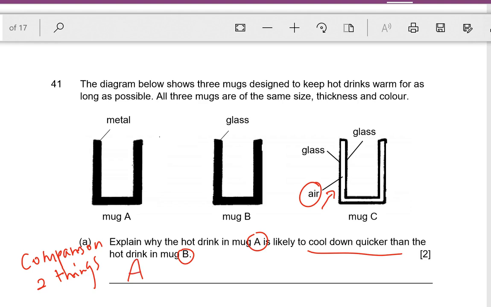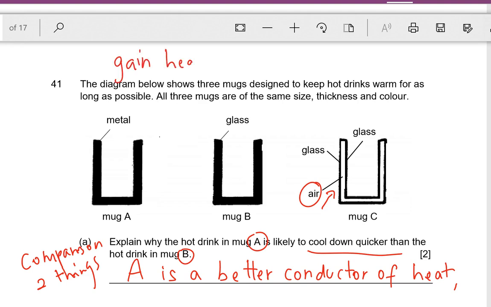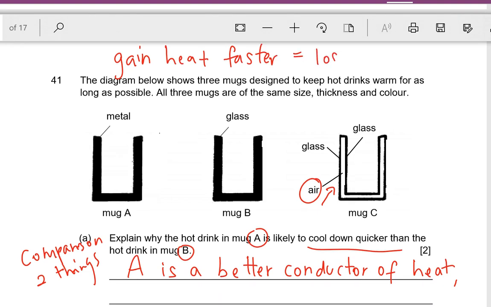Why? A is a better conductor of heat, right? Because it's metal, of course it's better conductor of heat. Now what do you understand by conductor of heat? It means it gains heat faster. Now if it gains heat faster, it's also going to lose heat faster. So quick revision, when you say things like gaining heat faster, it also means that you will lose heat faster. Alright, so that is fair, right? You gain heat faster, you lose heat faster. You gain heat slower, you lose heat slower.